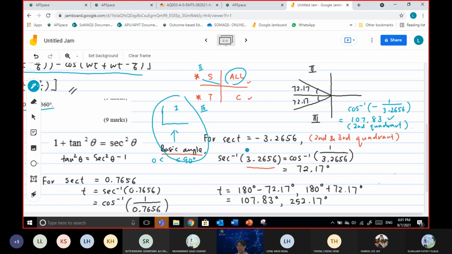I can see the error: students include the sign, they get 107.83, the angle in the second quadrant. So they take it as a basic angle and use it to do the calculation. So at the end, it is wrong. Any questions you want to clarify? Please do it now.